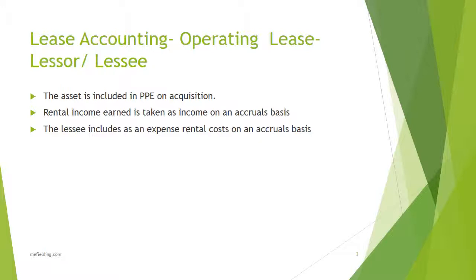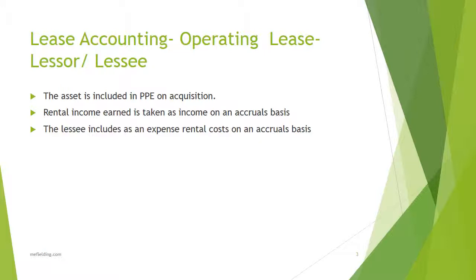So slide number 2 looked at the situation where we had a finance lease. Slide number 3 then goes on and looks at the situation where we have an operating lease. Now it says here, therefore, the asset is included in PP&E on acquisition. That is in the books and records of the lessor. So now you've got the leasing company. The leasing company is taking the asset and it's putting that asset into its property, plant and equipment.